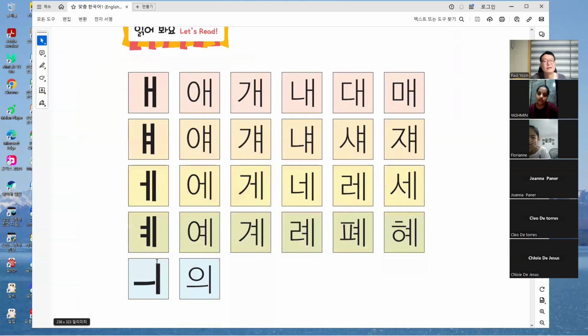So this one, you remember I said it's just a vowel, not perfect Hangul. All Hangul has to start with a consonant. So like this consonant, 이응. How to pronounce? 에, 예, 의, like this. So this one, 개, like this. 네, like that.